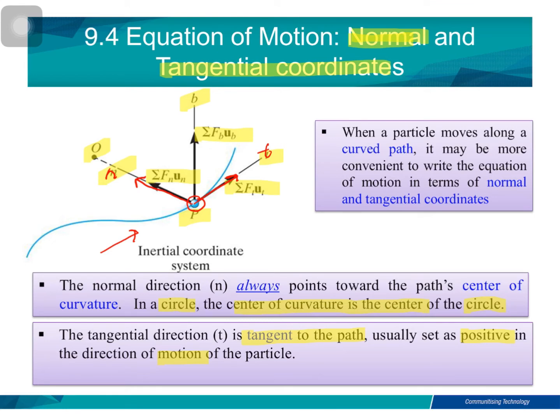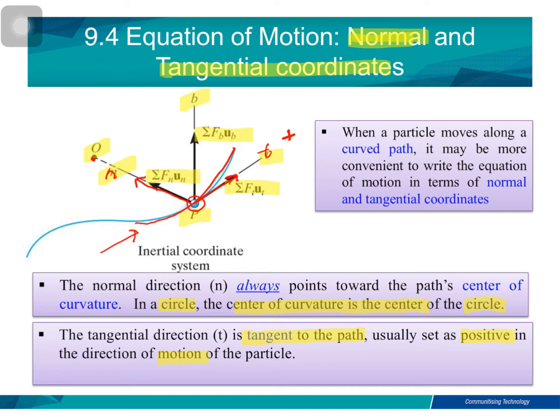So this is the curve, and the center of curvature is here. The normal is always pointing toward the center of curvature. In a circle, the center of curvature is the middle point of the circle, right? Okay, so the tangent to the path, we set as the positive direction of motion of the particle.